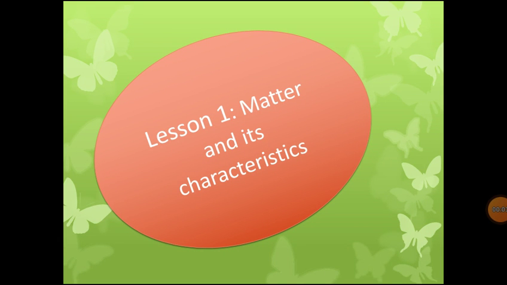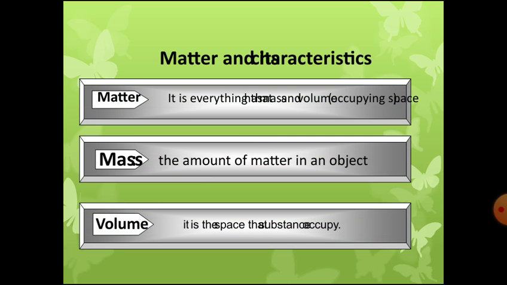Today we will start with the first lesson in our term, which is called matter and its characteristics. In this lesson we will talk about a more important thing, which is called matter. So what's the meaning of matter? The everything around us that has mass and volume. So now what's the difference between mass and volume?